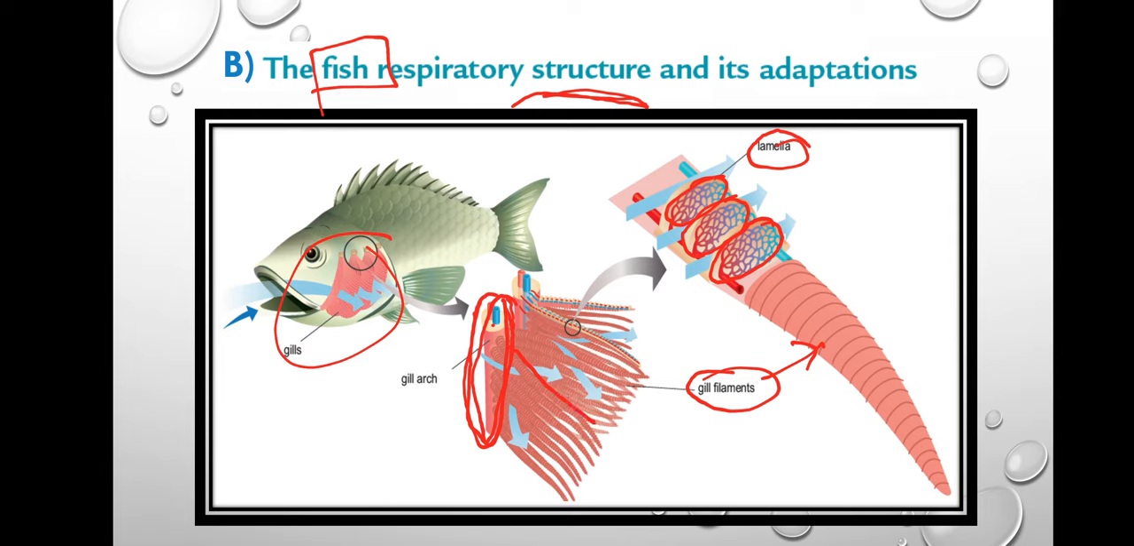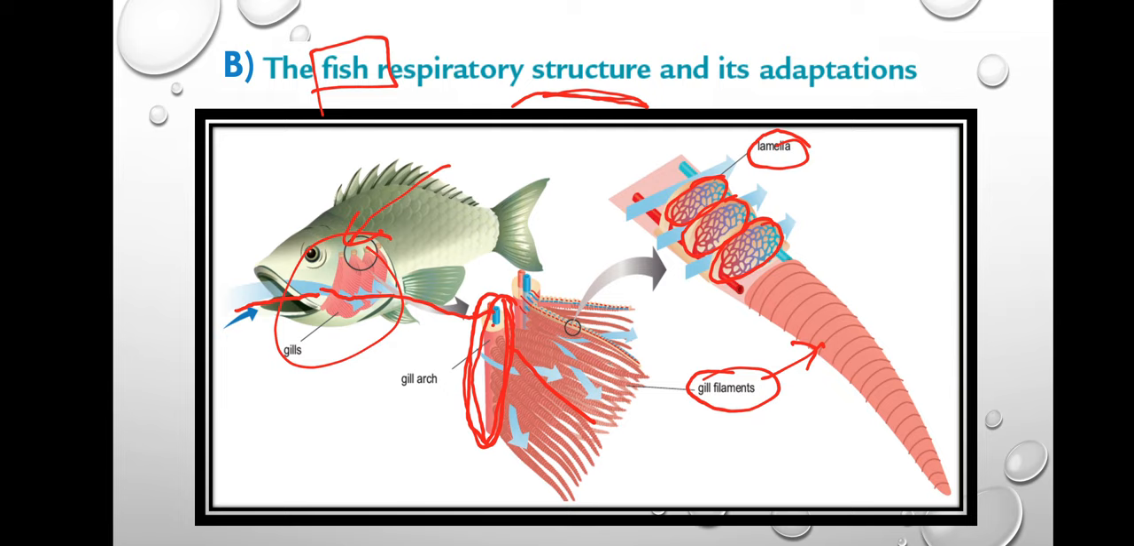On the gill filament you have lamella, and then when the water goes in from the mouth, it comes out after the filament, from the operculum. This part, the cover, the part of the head that covers the gills, is called the operculum. So I need you to know the parts easily, at your fingertips.